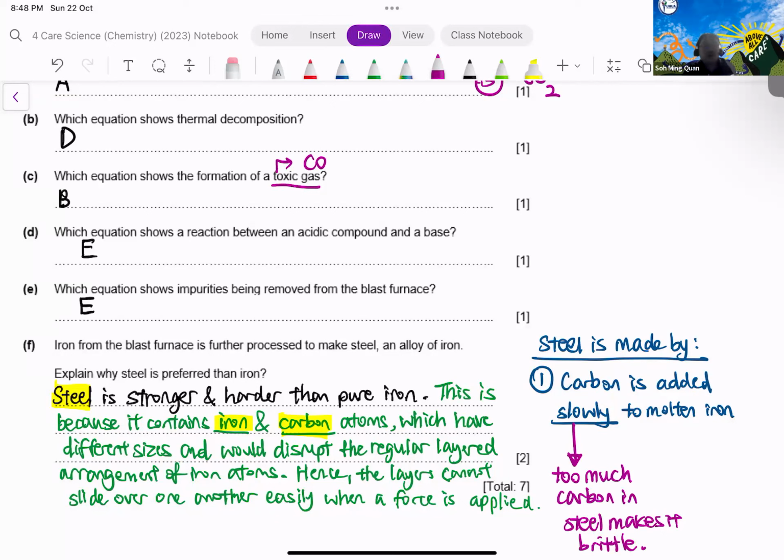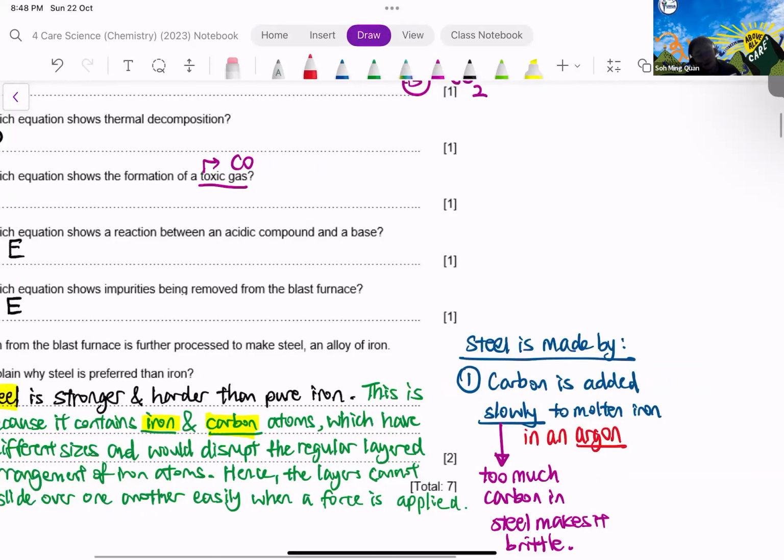All right, so you need to add the carbon slowly in a controlled manner to the molten iron from the blast furnace. And this process, the addition of carbon to molten iron, takes place in an argon atmosphere. Okay, so carbon is added slowly to molten iron to make steel, and this must take place in the presence of argon gas, argon atmosphere.